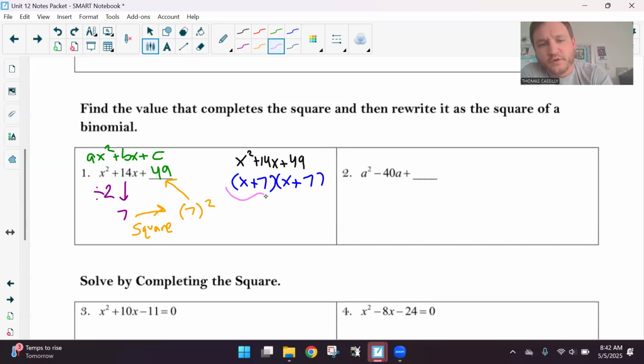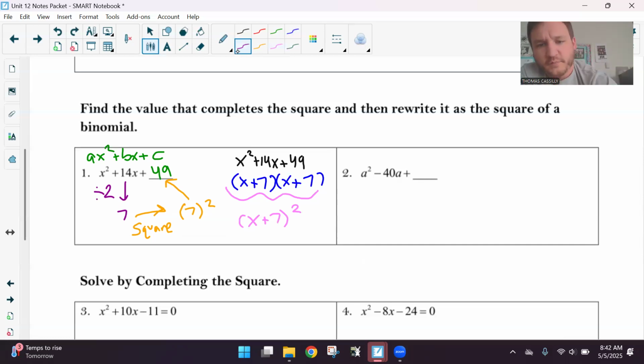What we are going to do is rewrite this as, hey, that's the same thing times itself. So therefore, this is x plus 7 squared. All right, and that one's done. That is what we call completing the square. All right, so let's do it again.